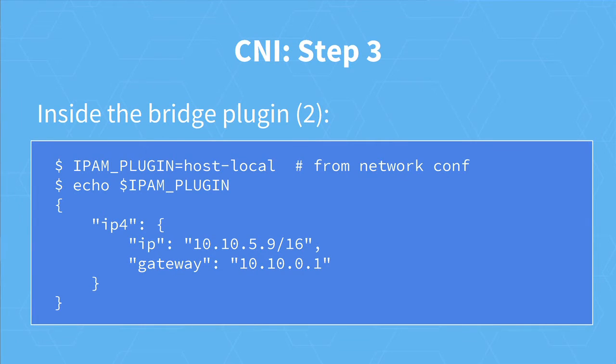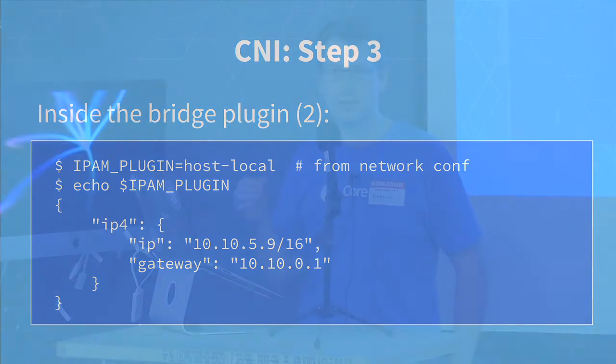So the next thing that's going to happen is that the bridge plugin is actually going to peek into that IPAM section. It's going to see that the IPAM type is host-local. It's going to again find that executable by that name, exec it, and again forward the config file to it. And then host-local is going to allocate an IP and through standard out, print out a little JSON snippet you see here saying, container, here's your IP. Your IP is 10.10.5.9 and here's your gateway.